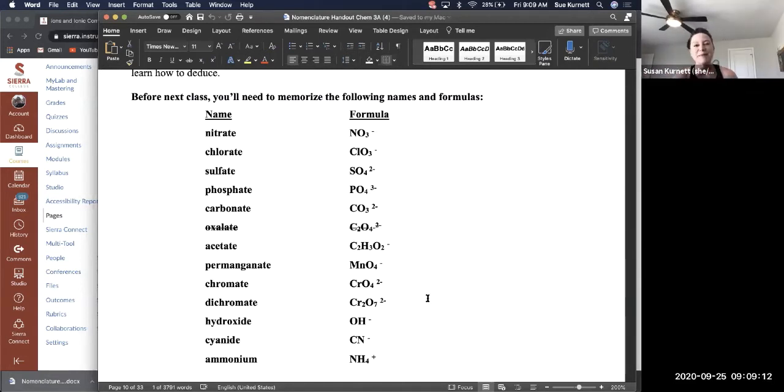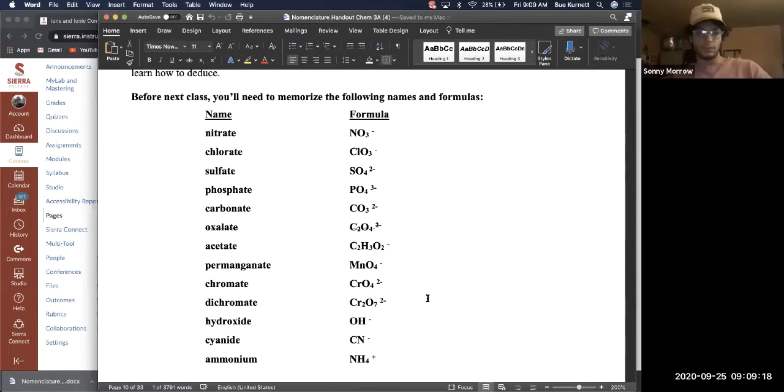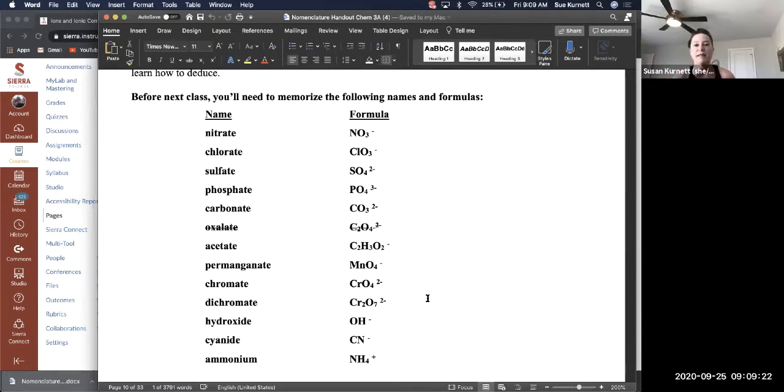Okay, so you need to memorize these, and there's 4 of these that are super important, and they are the first 4. They're the chlorate, sulfate, phosphate, and carbonate, because they are anchors. They tell us what the rest of the elements in their group are going to do. And then there's some other ones you need to memorize.